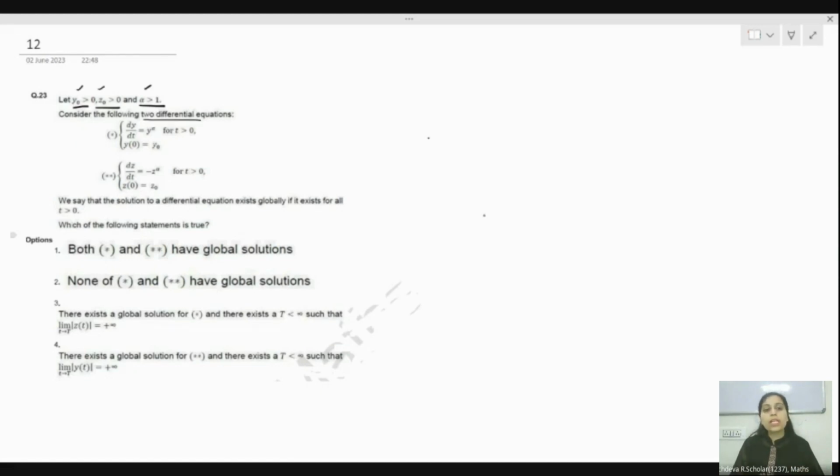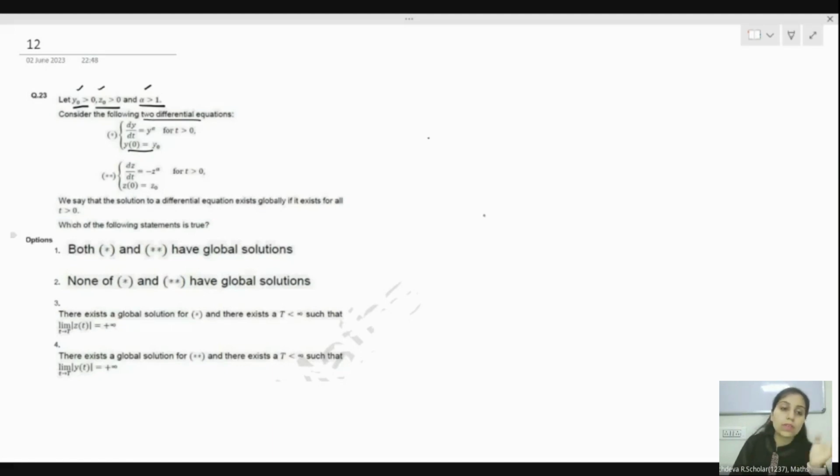dy upon dt is equal to y raised to power alpha for t greater than 0. You can see here, this is a first order differential equation, a very simple equation which you studied, I think, in BSc. A very simple equation with initial condition y(0) is equal to y naught. An initial value problem is given. One more equation, dz upon dt is equal to minus z raised to power alpha for t greater than 0, and z(0) is equal to z naught.